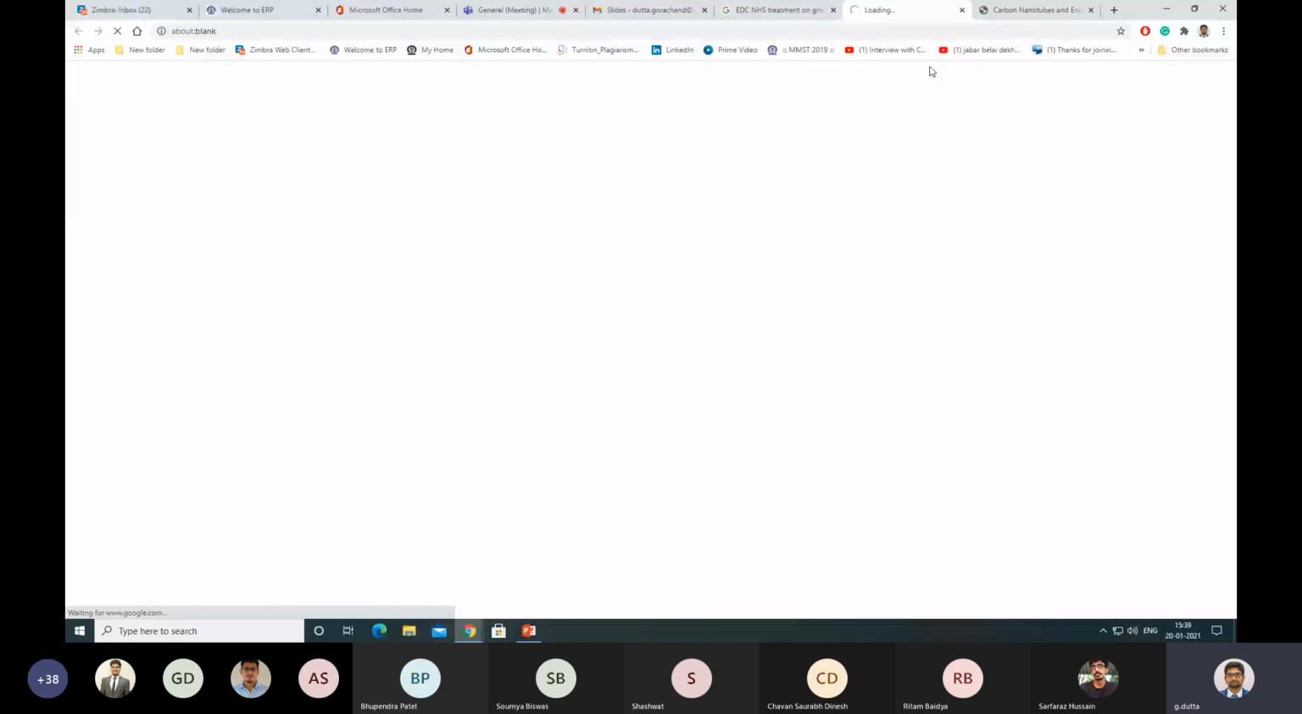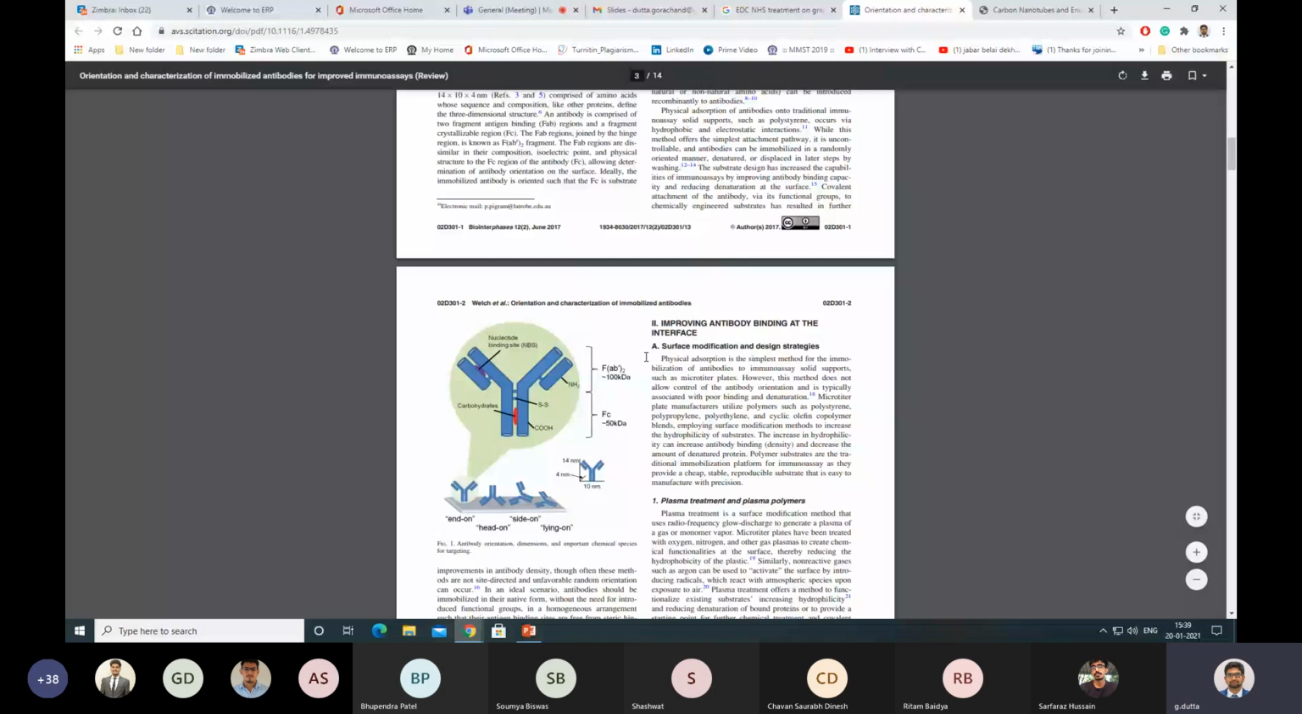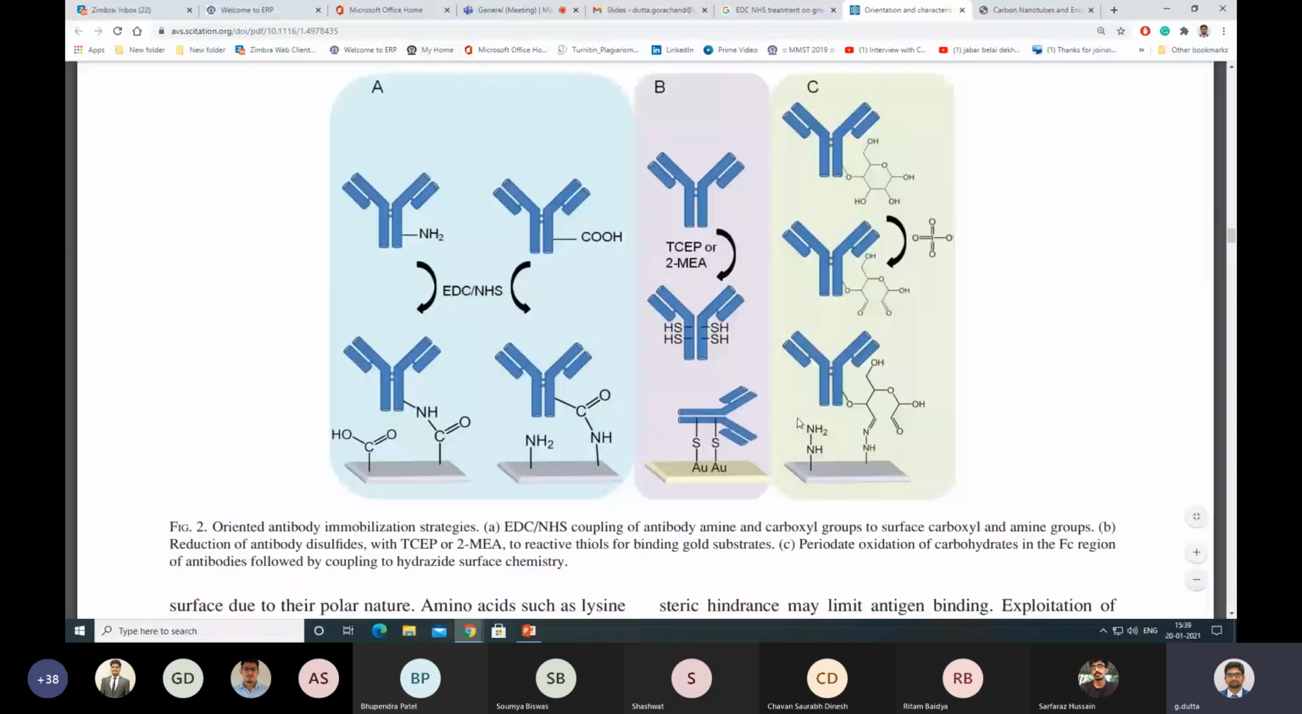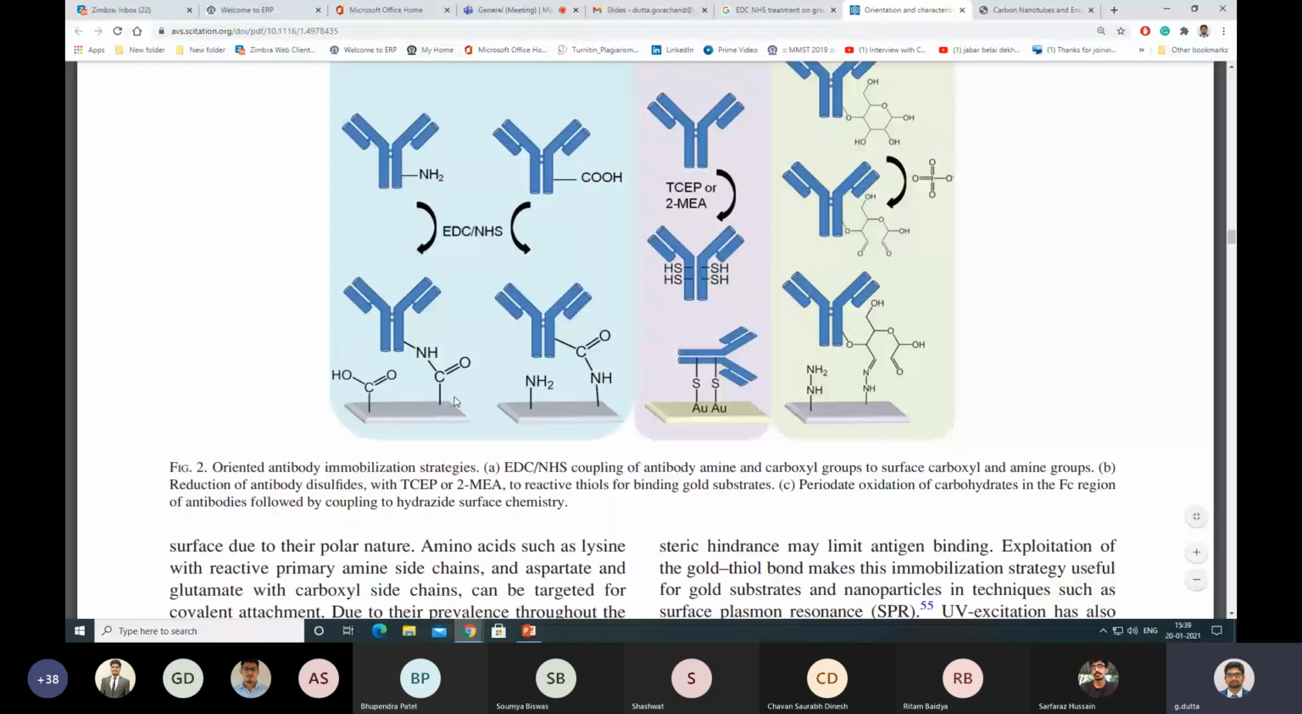See, this is the surface. You can form first COOH, so in this way the primary amine group will bind on the surface. As I said, the primary antibody actually contains NH2. Also, it contains some COOH group. Both free groups are there on the antibody surface.